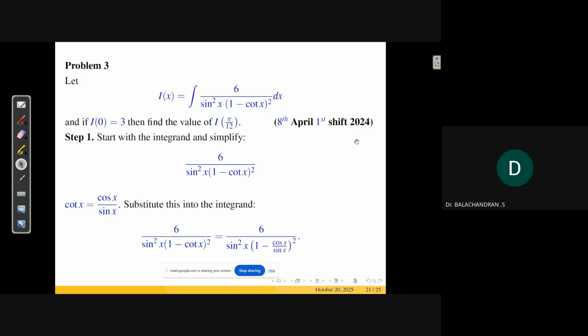To solve this problem, you can use this identity: sin x minus cos x is equal to root 2 into sine of x minus pi by 4. If you know this identity, you can directly use it. I will tell you how to get it, and then we will solve the problem. You know the formula sine of a minus b is sin a cos b minus cos a sin b. Here I'll take a equal to x and b equal to pi by 4.